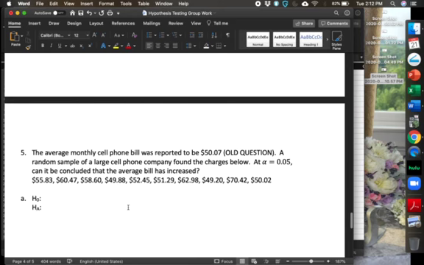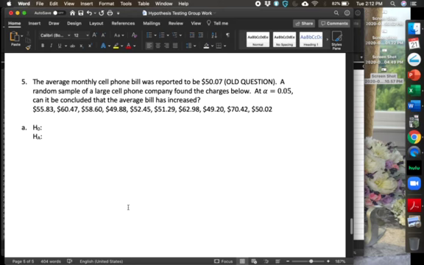Last example. The average monthly cell phone bill was reported to be only $50.07. You can tell this is an old question. I'd love for a cell phone bill to be $50 a month. A random sample of a large cell phone company found that the following charges below were their monthly cell phone bills. At a level of significance of 0.05, has the average cell phone bill increased?